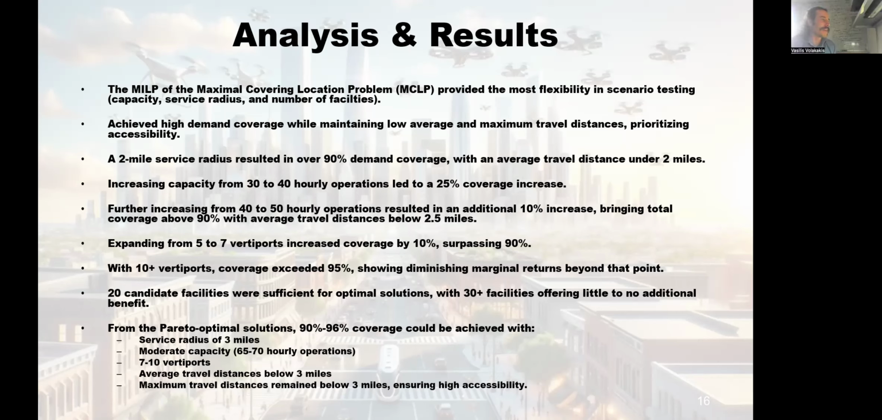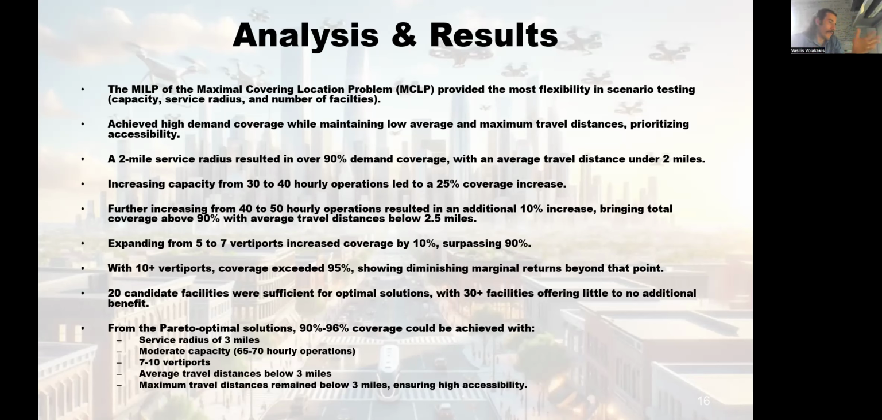Perfect. Thank you. Further, going from 40 to 50 hourly operations resulted in an additional 10% increase, bringing total coverage above 90% with an average travel distance below 2.5 miles. And going from 5 to 7 vertiports increased coverage by 10%, going above 90% total coverage. And with 10 plus vertiports, coverage exceeded 95%, but it showed diminishing marginal returns beyond that point. And again, 20 candidate facilities were sufficient for optimal solutions, with 30 plus facilities offering little to no additional benefit at all.